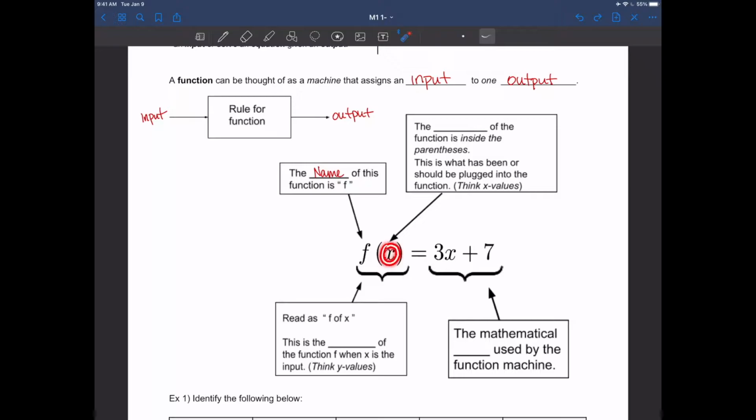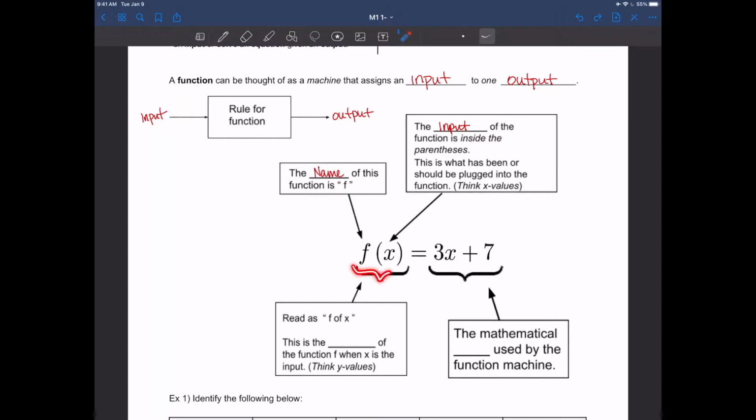Now, the x that is inside is the input of the function. So think input inside of the parentheses. This is what has been or should be plugged into the function. So think about the x values. It is not always x. We can change that independent variable. It could be t, it could be s, it could be whatever, but you will see x most often.